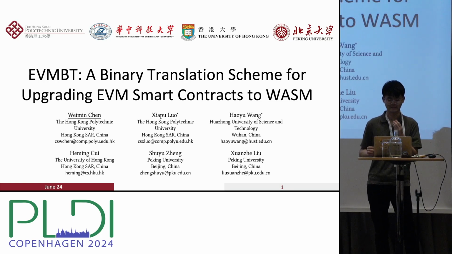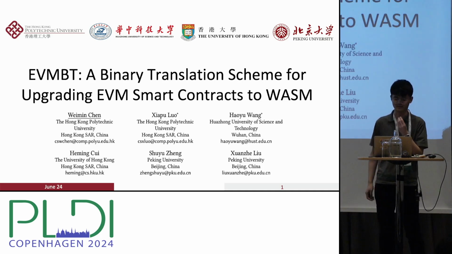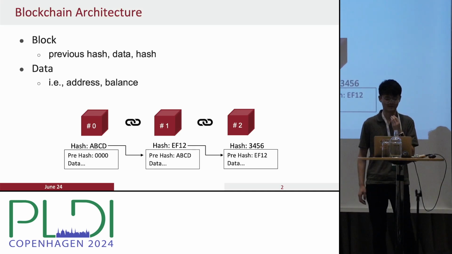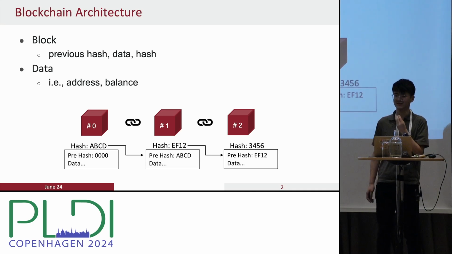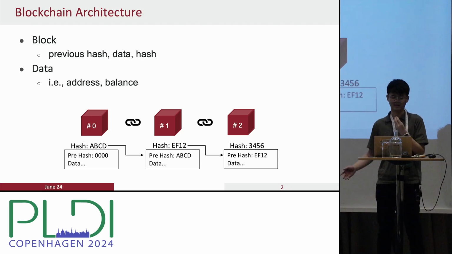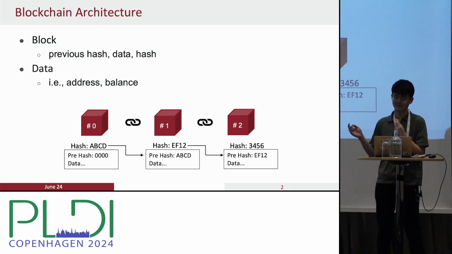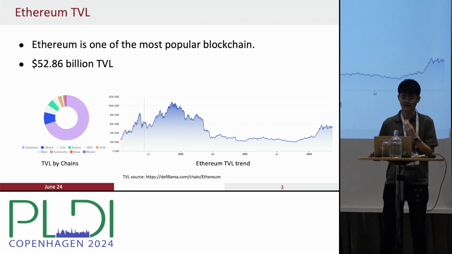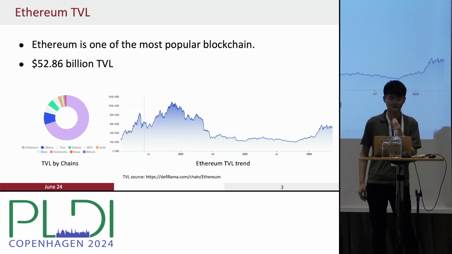Today I'm going to present our work about the binary translation scheme for upgrading EVM smart contracts to WASM, or we say WebAssembly. It's a blockchain paper, so let me introduce the blockchain first. The blockchain is a decentralized database. Each data block can contain kinds of data like the address and the balance of the account. Different data blocks can be connected by the hash value, so the entire database can contain some blockchain features. And the most popular blockchain is Ethereum.